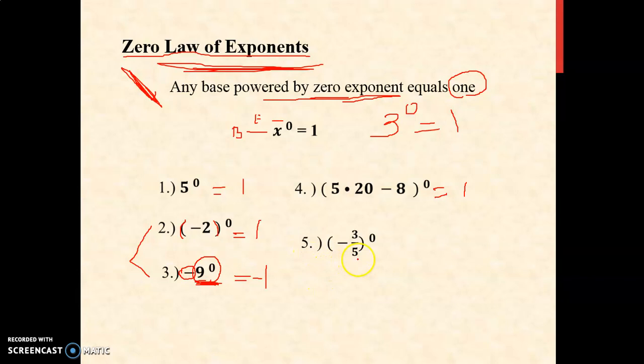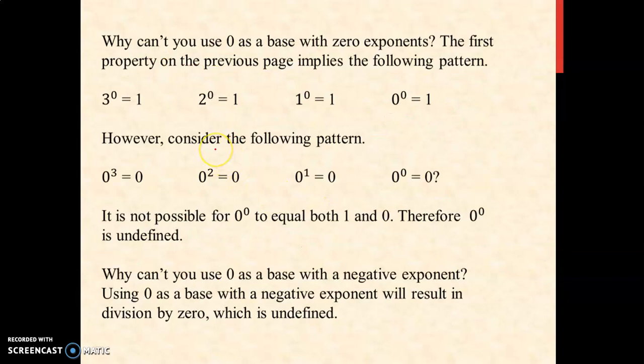The next one we have here, negative 3 over 5 raised to 0 is again equal to 1. The sign negative, it is enclosed. So the value is equal to 1. Any question? Next, we have here, why can't you use 0 as a base with 0 exponents?